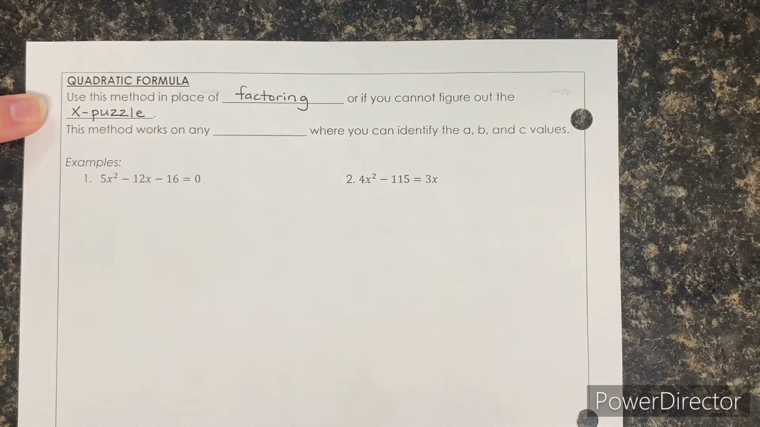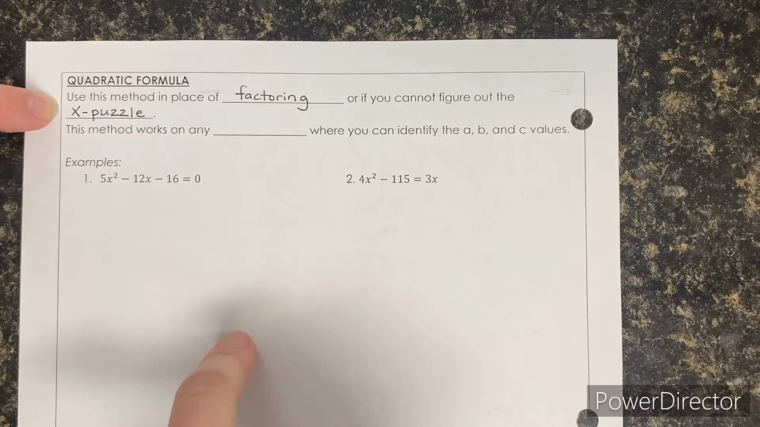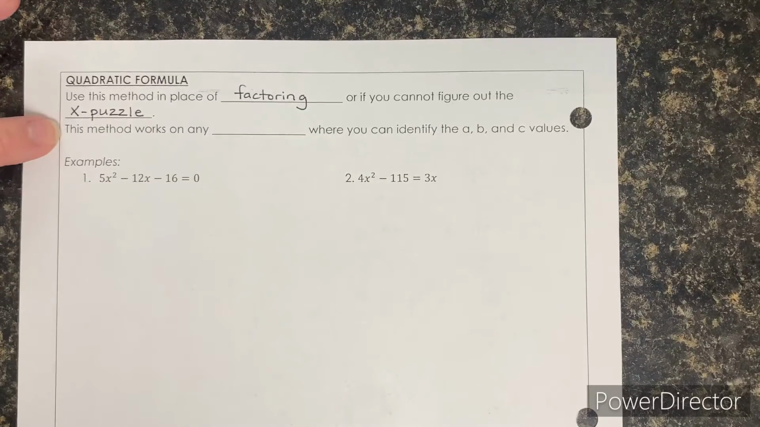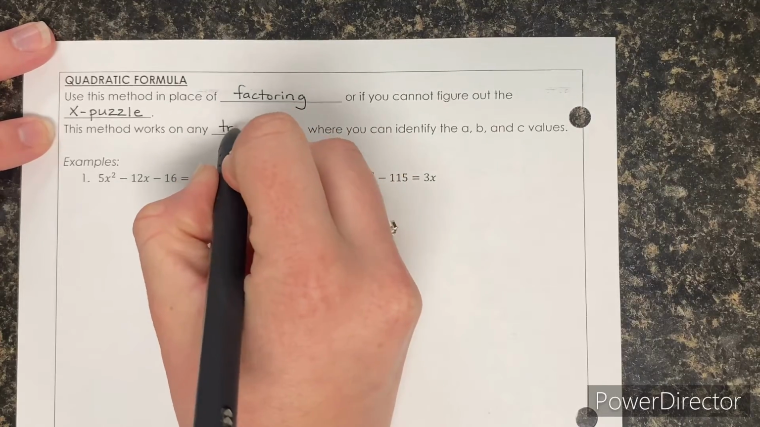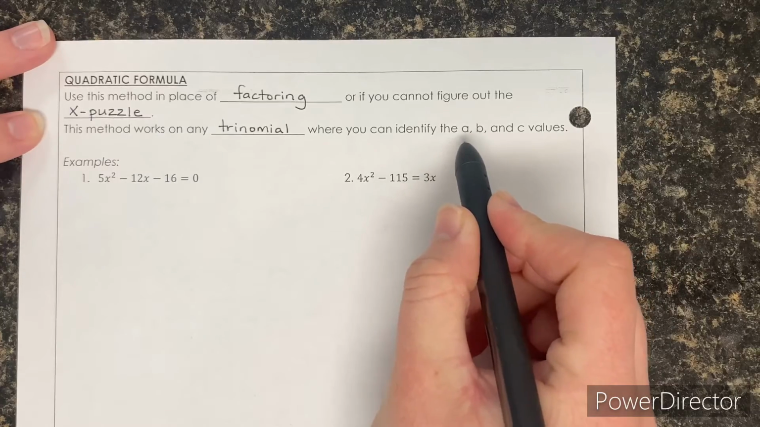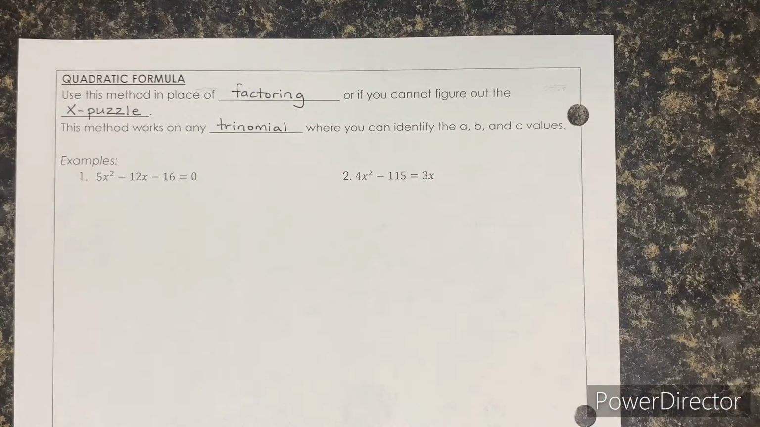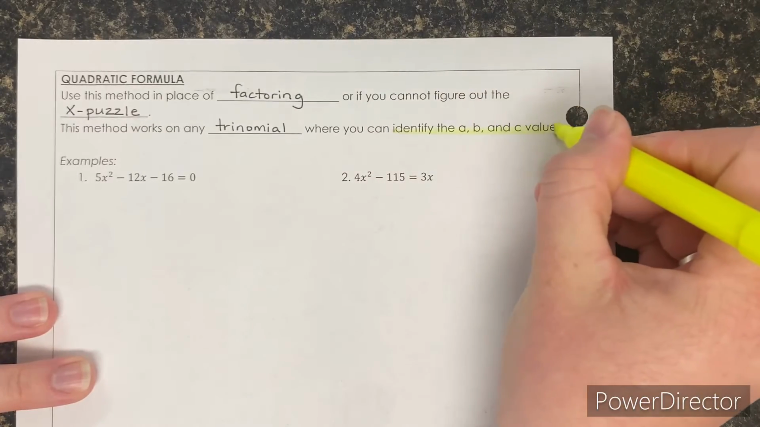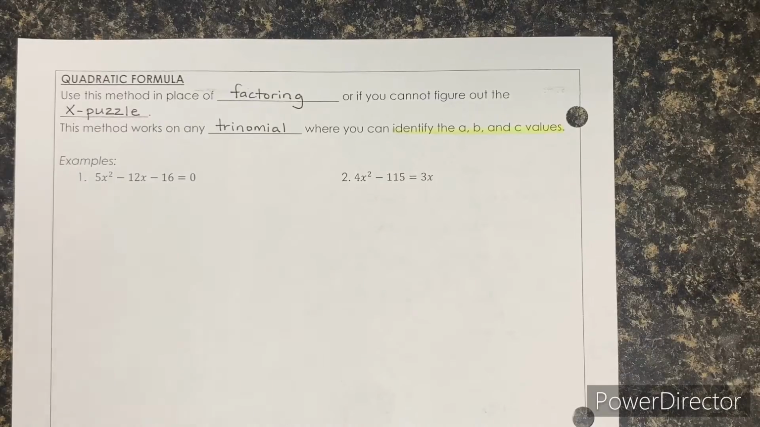So if you don't feel like factoring something, you can go straight to the quadratic formula. Or if you try to factor something and you can't get the x puzzle to work, you can only use the quadratic formula. So this one is used in place of factoring, okay? This method works on any trinomial where you can identify the a, b, and c values. And that's the key part right here. You have to be able to identify the a, b, and c values. If you can't, the quadratic formula is not going to work.